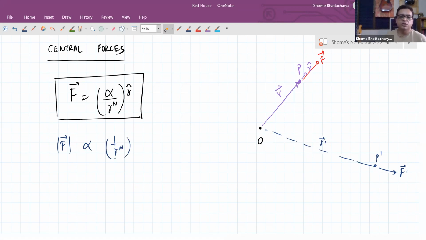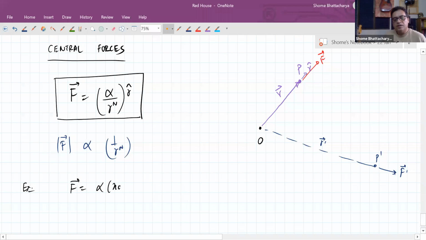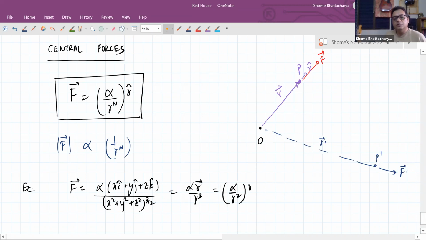And we had seen that central forces are conservative and all that. Okay, so we had seen that work done by central forces can be shown to be path independent, so they are conservative. So the earlier example that we had taken, where the force was alpha times (x i cap plus y j cap plus z k cap) divided by (x square plus y square plus z square) to the power 3 by 2. Again, this is nothing but alpha r vector divided by r cube. So it is alpha by r square r cap.